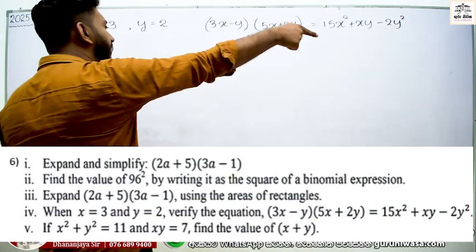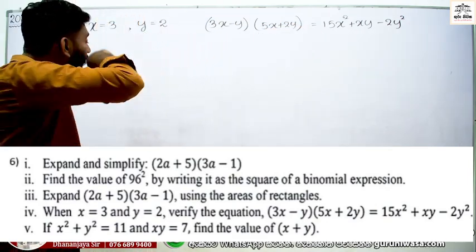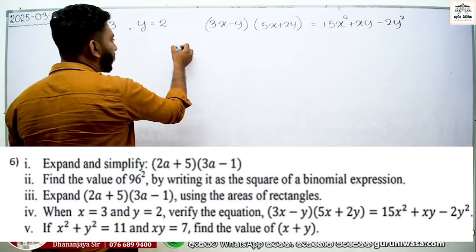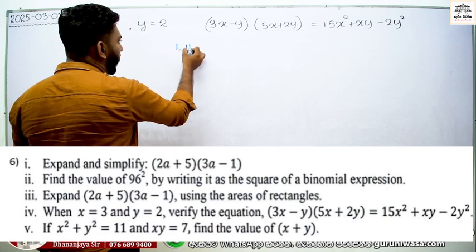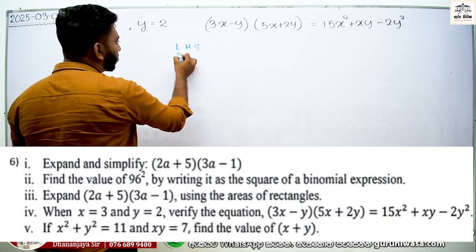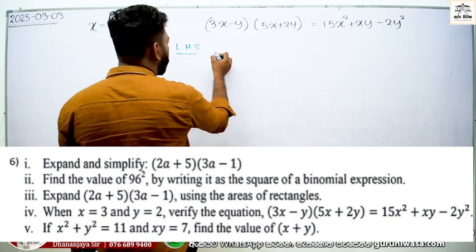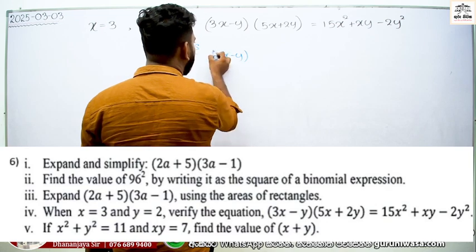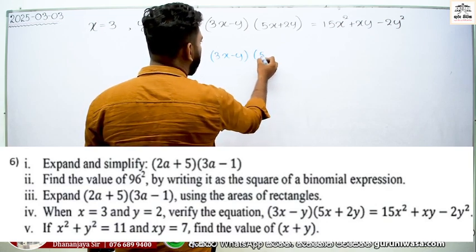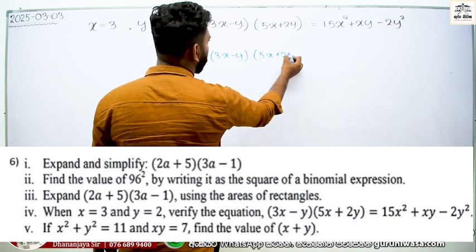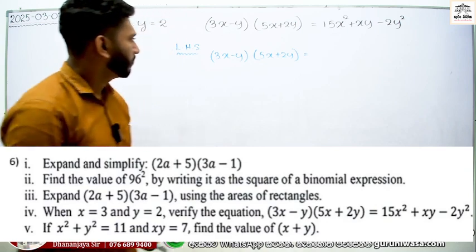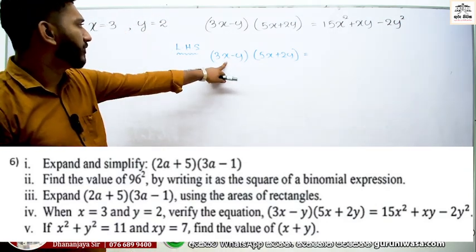Left hand side and the right hand side. Now we are going to find the value of the left hand side. Firstly, I am going to find the left hand side, LHS, then the RHS. Look at this: 3x minus y and 5x plus 2y. Now listen. 3 times x minus y.